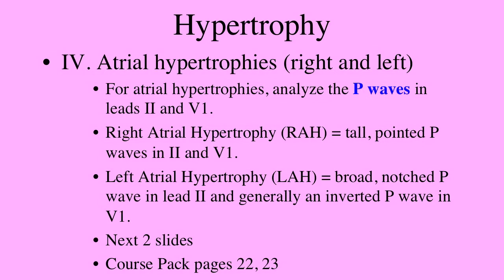And then if you look at V1 at the top, and then V1 on some of the bottom EKGs on page 23, you see that generally inverted P wave in V1 for, again, left atrial hypertrophy. So thinking in terms of this material and these examples, you can make a diagnosis of atrial hypertrophies by observing the P wave only, in leads 2 and V1, and looking for these different patterns that have been described. And again, good examples in the course pack.